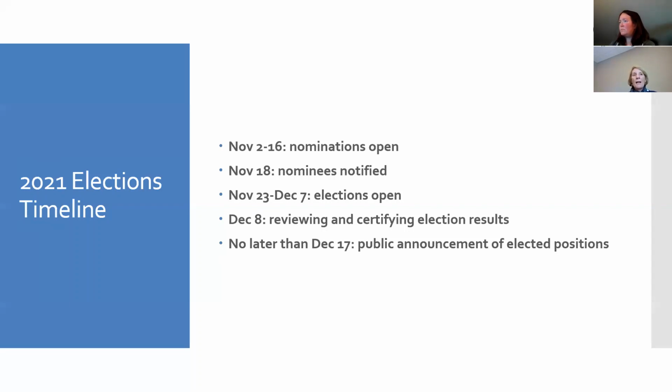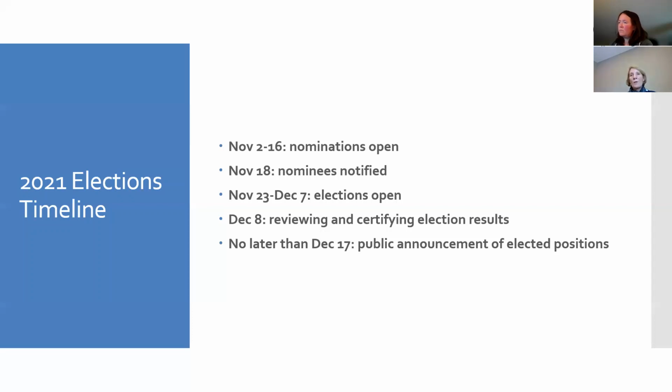Nominees will be notified by November 18th about their inclusion on the ballot and will be offered the opportunity to accept or decline their nomination. Elections will open November 23rd and remain open until December 7th. We will accept votes via online platform. Individuals wishing to vote via paper ballot can print copies of this on the COC website.